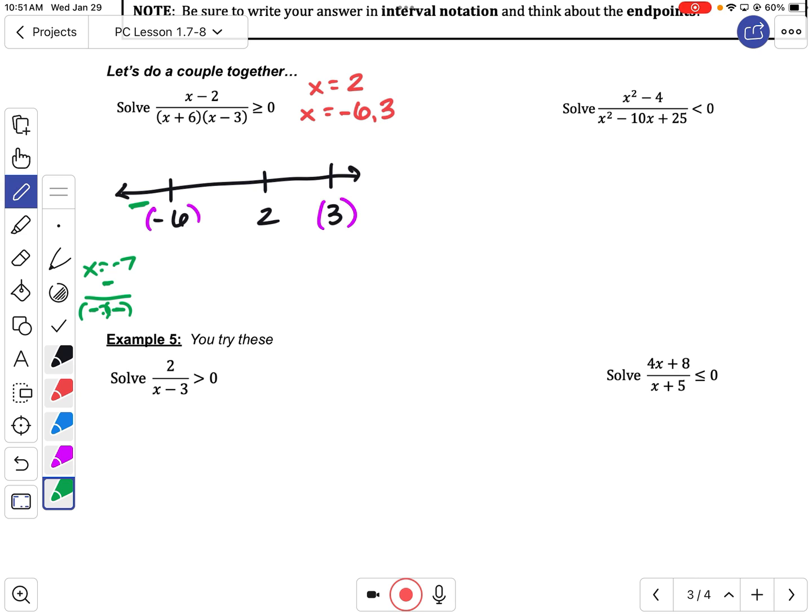Give me a nice number between -6 and 2. Zero. All right, let's do 0. 0 is between -6 and +2, but you could do -1. But I'm going to use 0. If I plug 0 in at the top, 0 minus 2 would give me a negative. On the bottom, 0 plus 6, that would be a positive. 0 minus 3, that would be a negative.